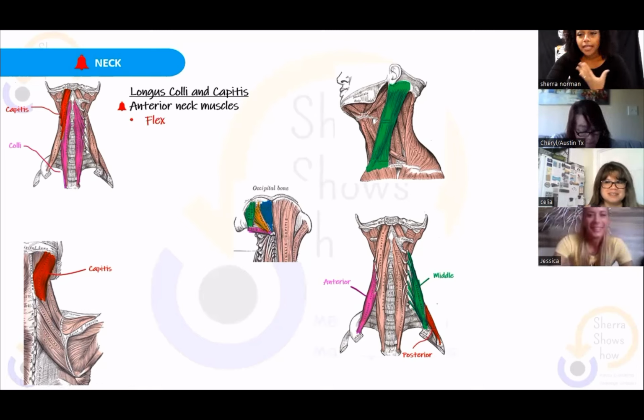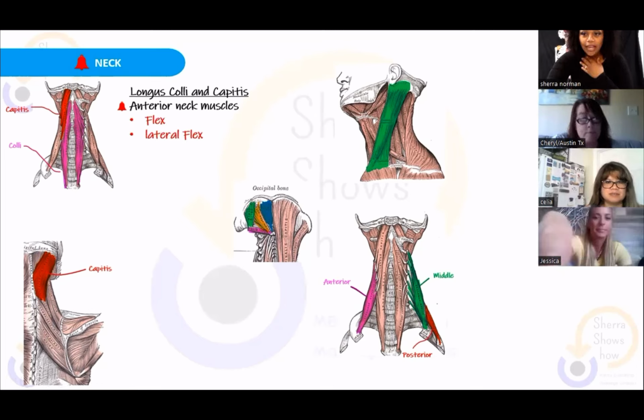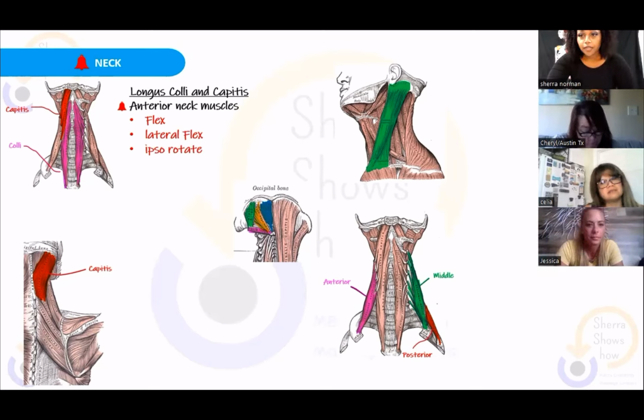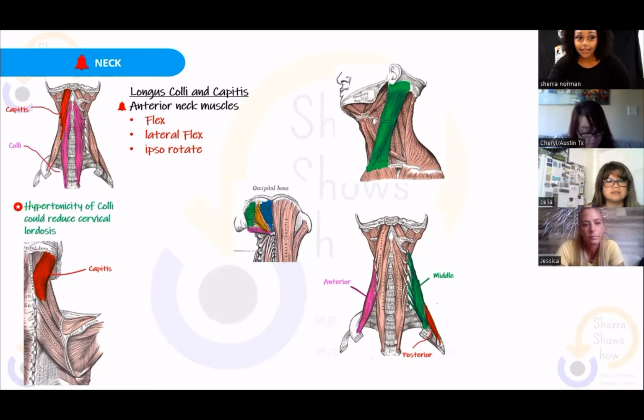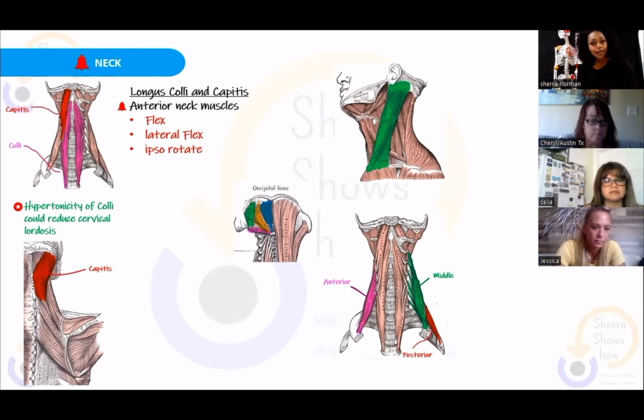But it's a neck muscle and it's on the front, so it's going to flex. And there's one on each side, so it's going to laterally flex. And it's going to ipsilaterally rotate because it is not one of our contralateral rotators. The right side turns to the right, the left side turns to the left. Plain and simple, okay? These muscles do come up. In fact, here's a test point. Hypertonicity of the longus colli could reduce cervical lordosis. What the heck does that mean? All right, let's look at this.